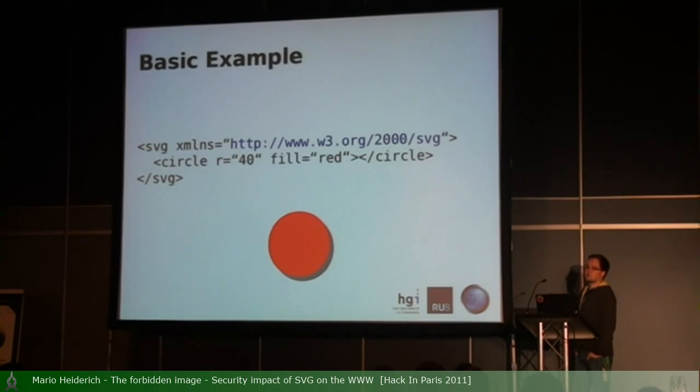We give it a radius. We don't use any units here. We just take radius 40, so whatever the device is actually using as a unit, it will be fine. Could be pixel, could be EM, whatever we need here. Then we apply the attribute fill, give it the attribute value red, and we have a red circle, and that's about it. That's how easy SVG is.